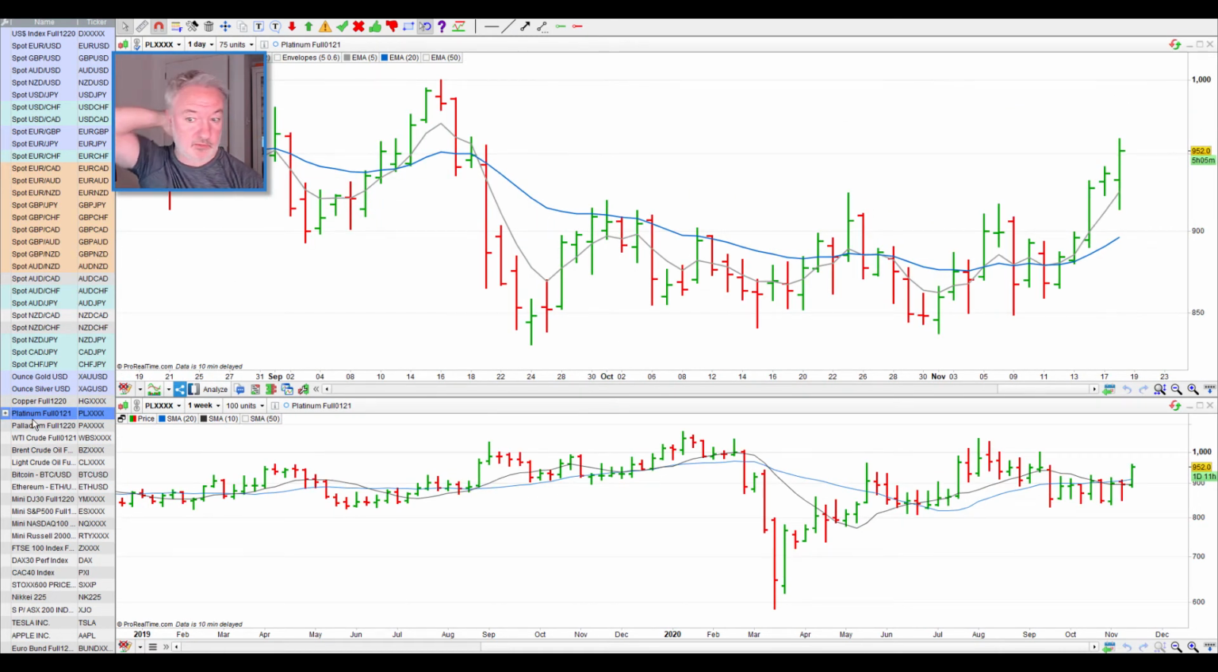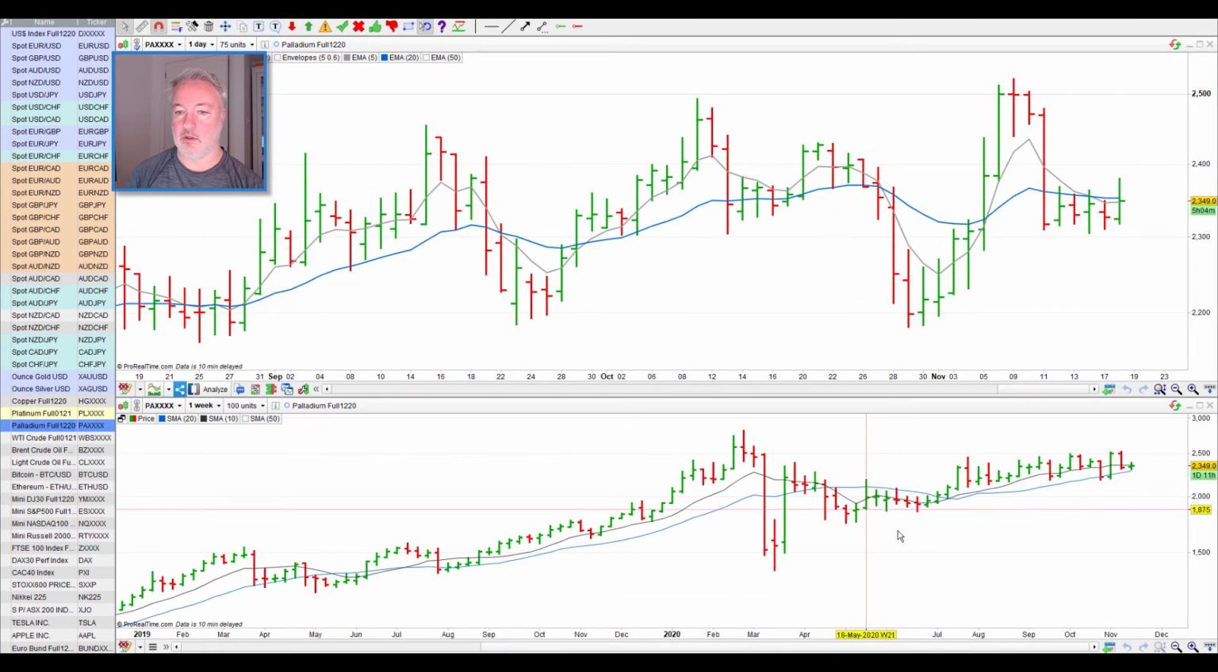There we go. Really, really nice bullish engulfing candle there. It's back up above the moving averages. It's got some strong resistance up at 1,000 there, but it looks appealing. Palladium, no. So why? Because it's just going sideways. It's completely range bound here. It doesn't look good.